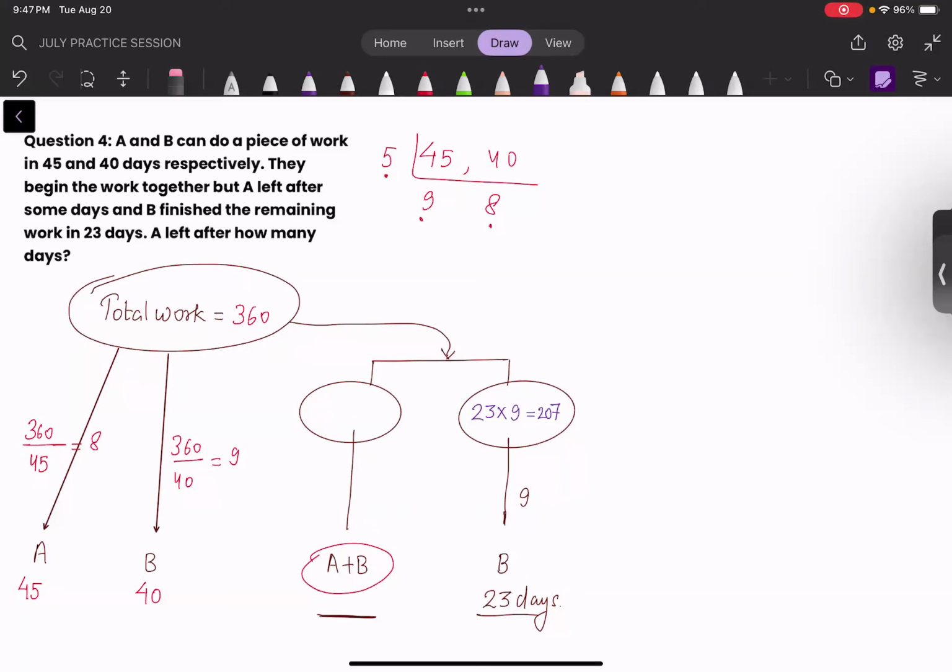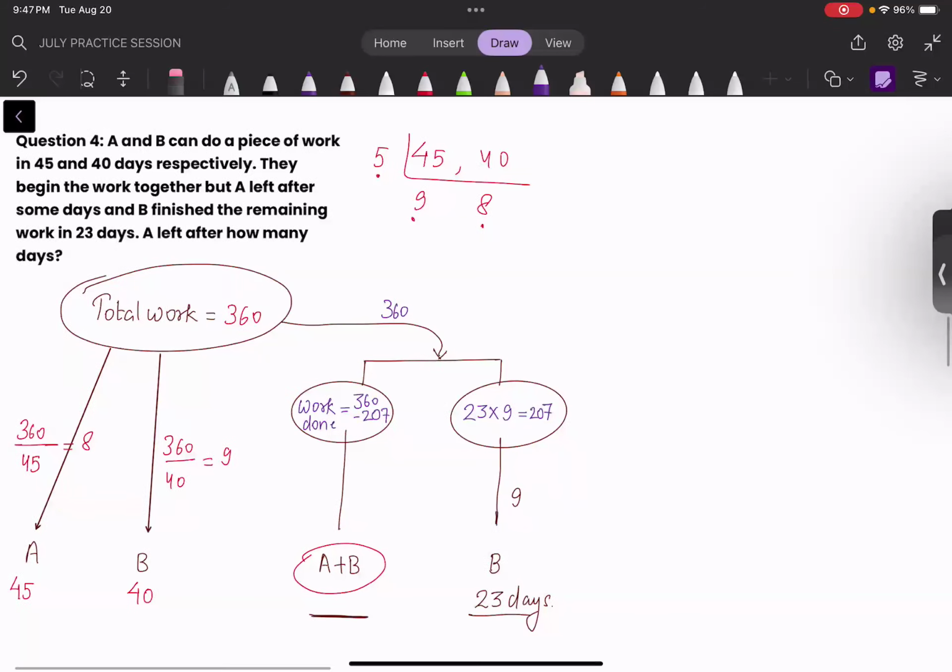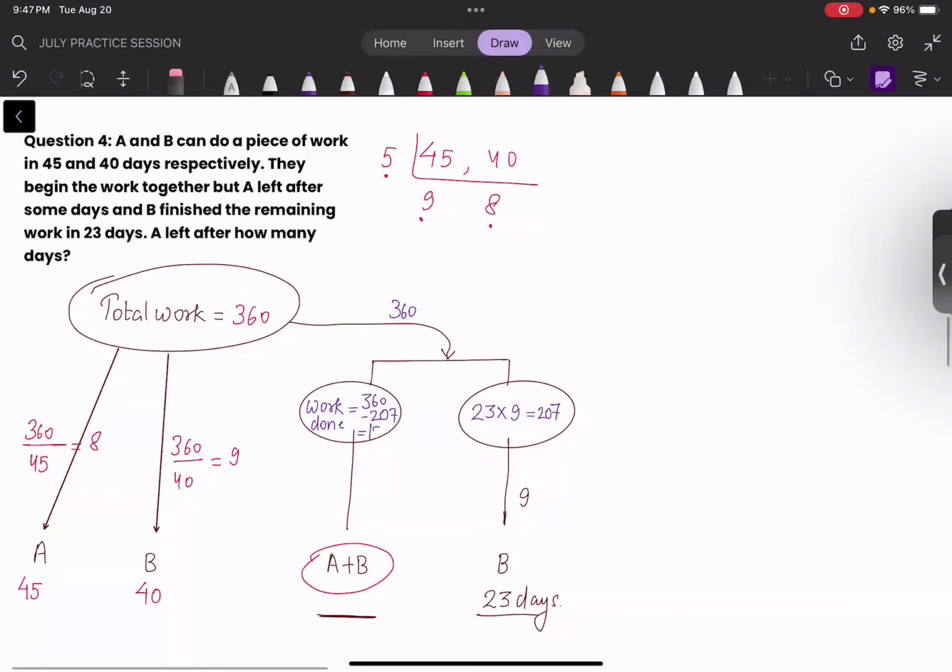So how much work is there in total? Total is 360. That will not change. One part is 207, so the other part will be how much? You will say, sir, 360 minus 207. So this will give you 153. So 153 units of work will be done by A and B together.